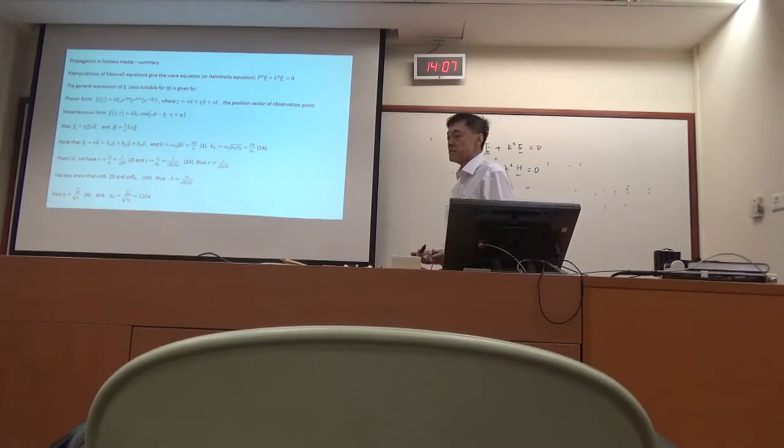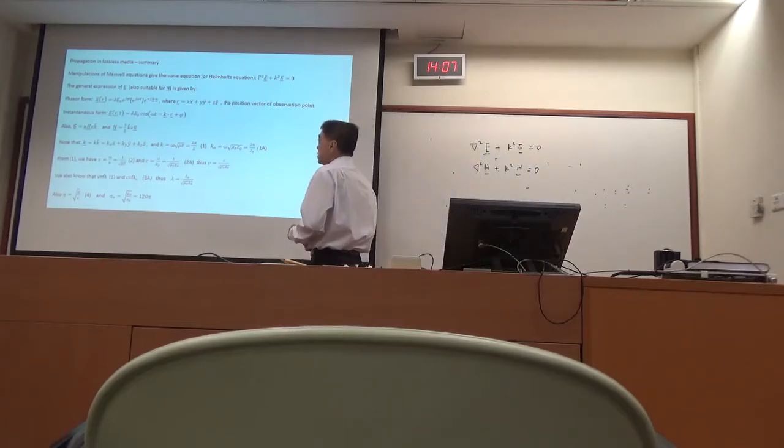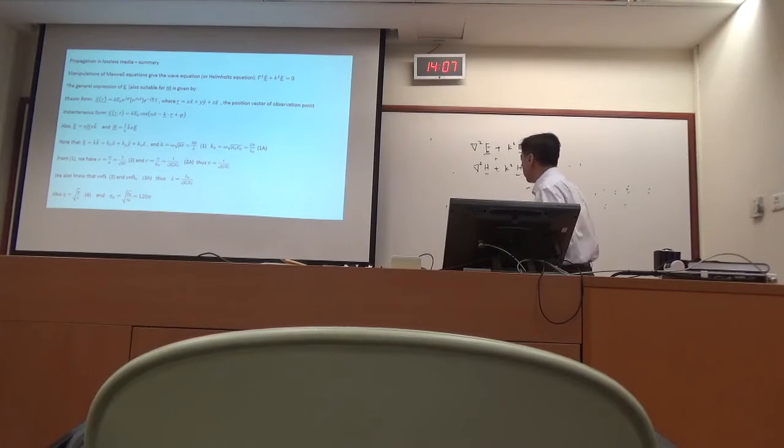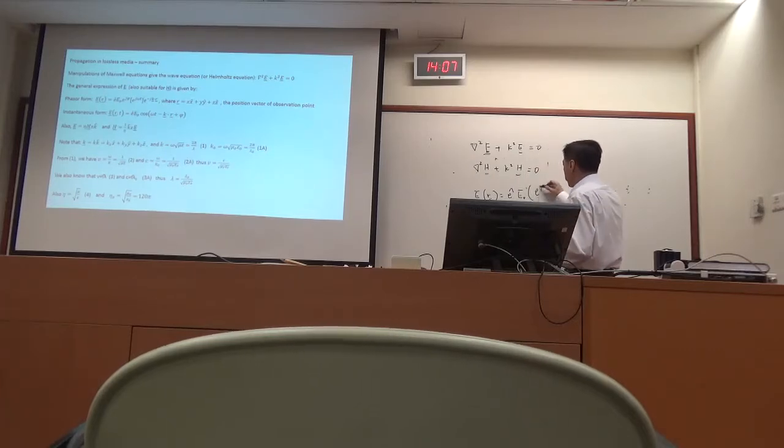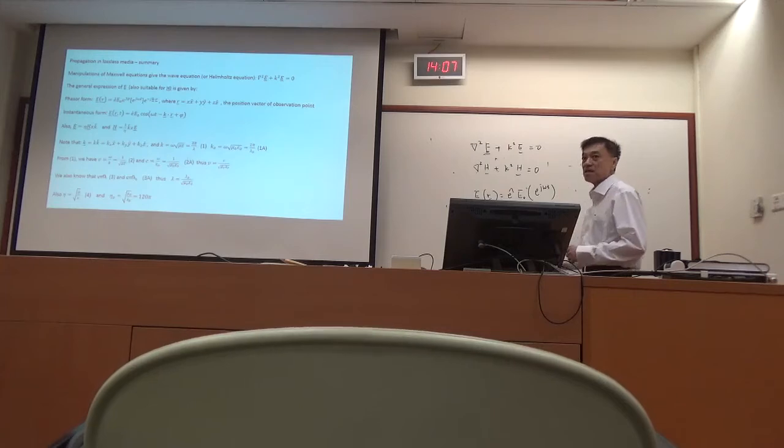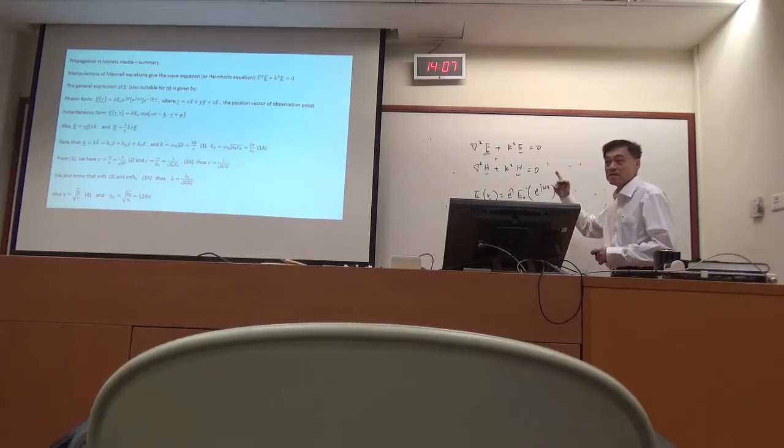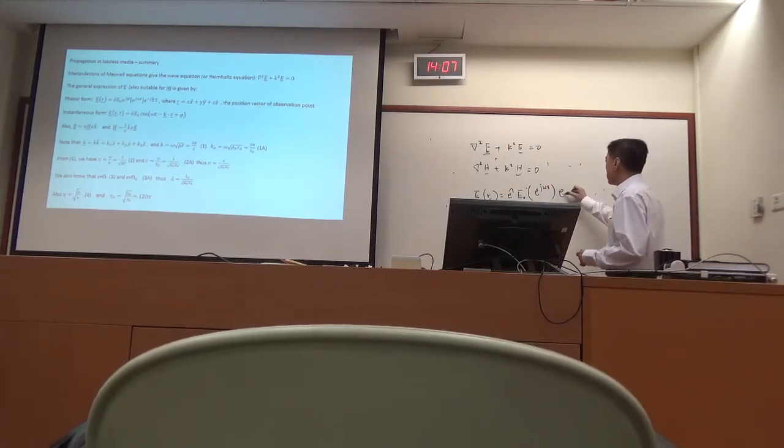This is our Helmholtz wave equation. And the solution for the Helmholtz or wave equation in phasor form is equal to this. Now, this e to the j omega t I put in because a lot of times we don't write it, but it is there.